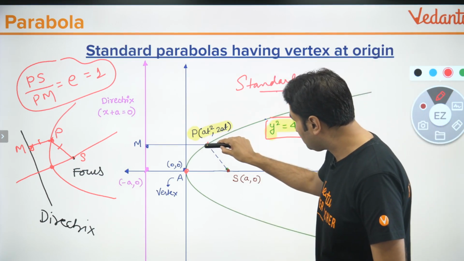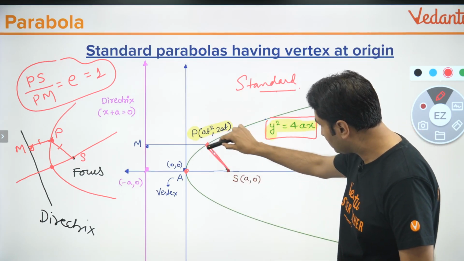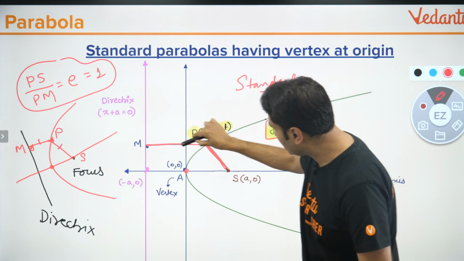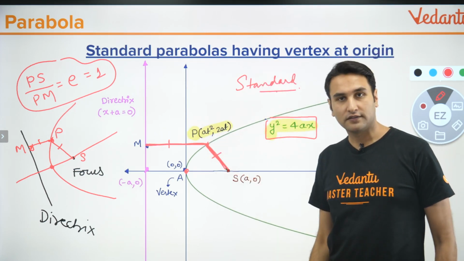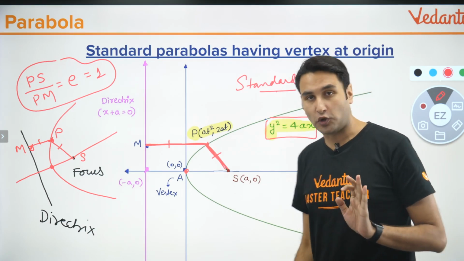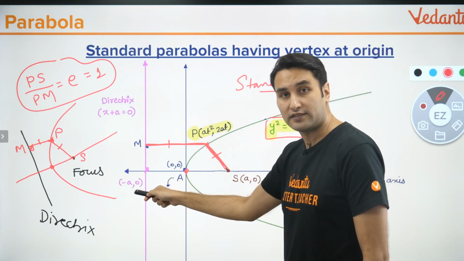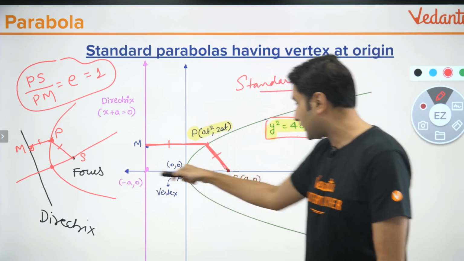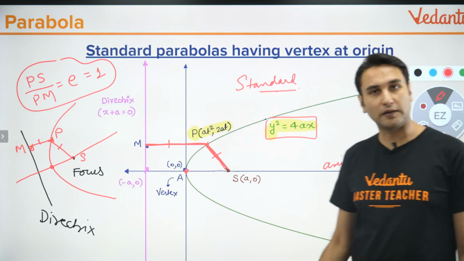So for any point P, if this is the focus, then PS is equal to PM. Keep this in mind now. PS is equal to PM. All of you know this. We will use it as we go ahead in solving the problem. The focus is the point a comma 0, and minus a comma 0 is where the directrix cuts the axis. We call it the axis of the parabola. This is the axis of the parabola.